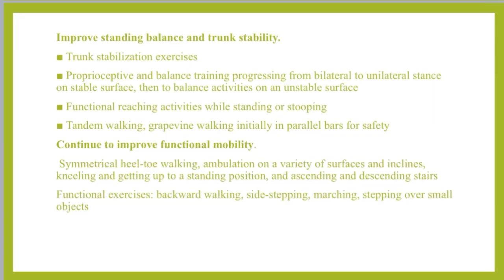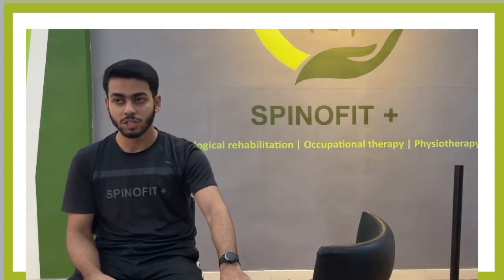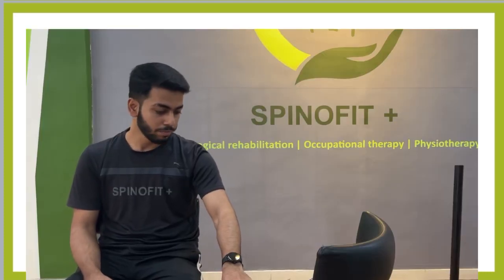To improve standing balance and trunk stability, we can go for proprioceptive and balance training from bilateral to unilateral stance on stable surface, then progress to unstable surface. Functional bridging activities in standing or stooping position. Tandem walking, grapevine walking initially in parallel bars for safety.